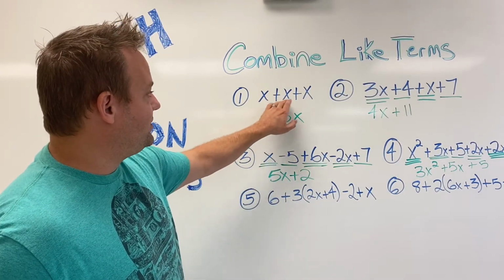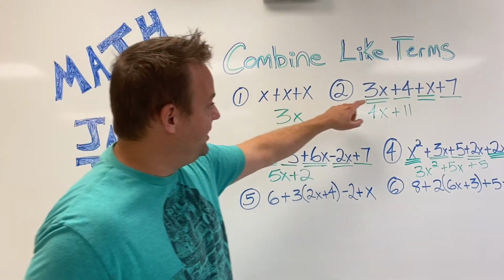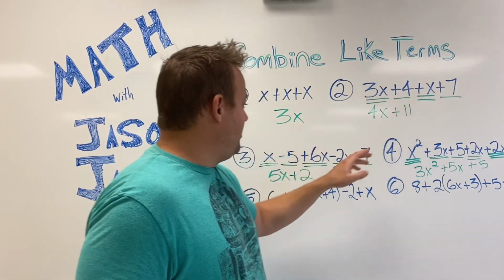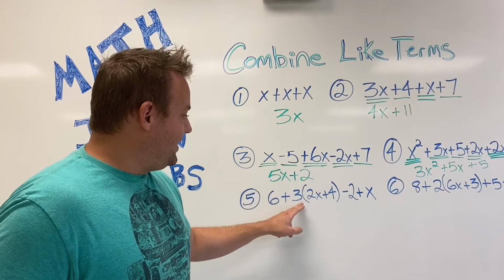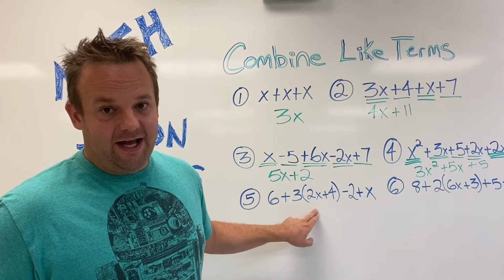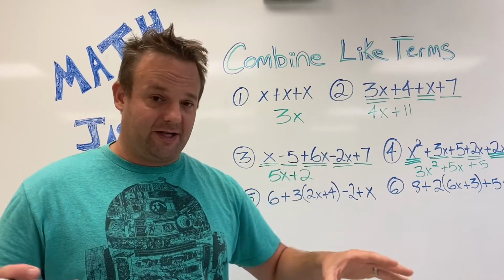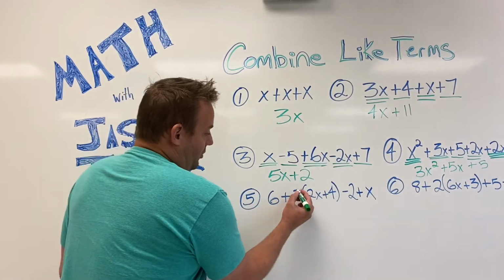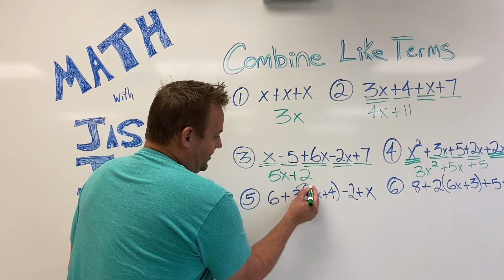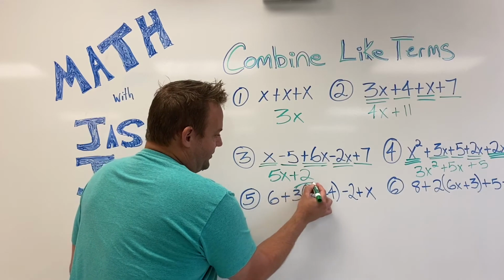Notice all these are separated by terms. Terms are separated by either addition or subtraction. But here, it's not fully simplified yet. So you got to simplify that algebraic expression all the way down to terms and then combine those like terms. So we're going to do the distributive property here. The 3 distributes to the 2x and the 4.